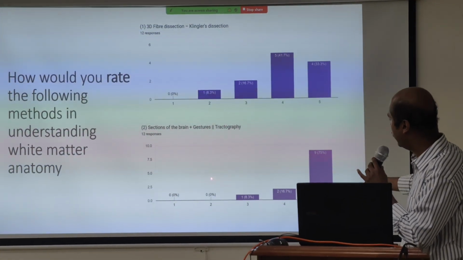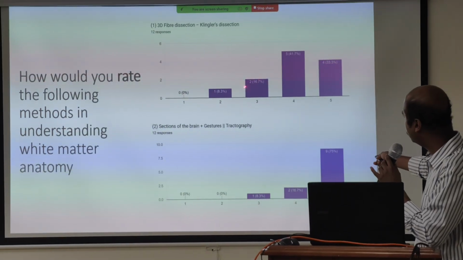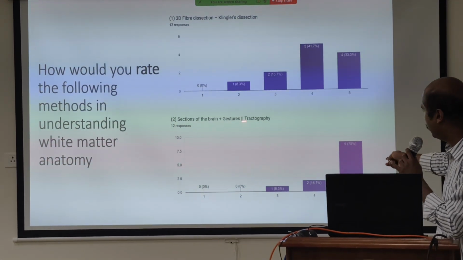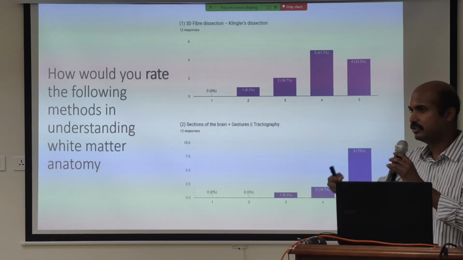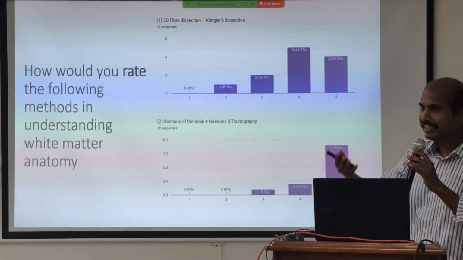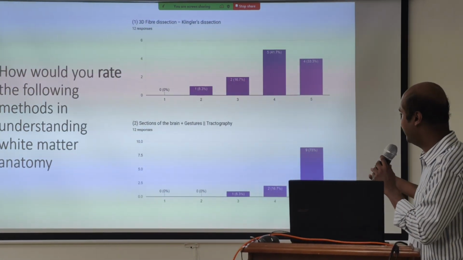And I also did a Likert comparison between the two. So this was the rating for the Klingler's dissection, and this is the rating for sections of the brain, gestures, and tractography. I actually gave the tractography models to students to play with, and as you know, students are really tech savvy. They can find these to be more appealing to learn white matter.